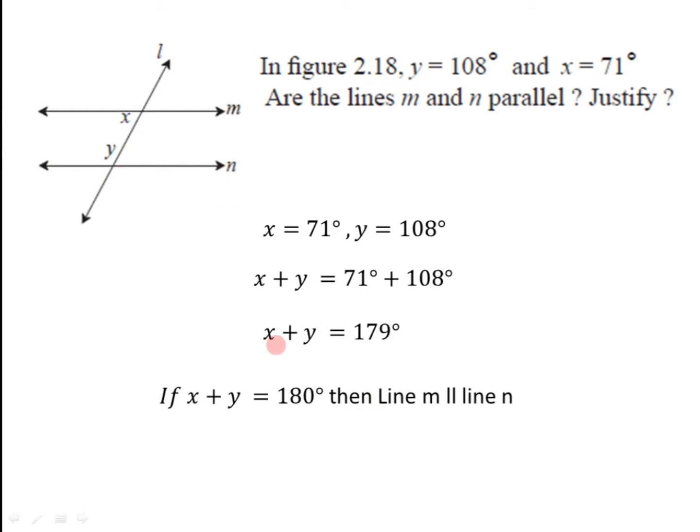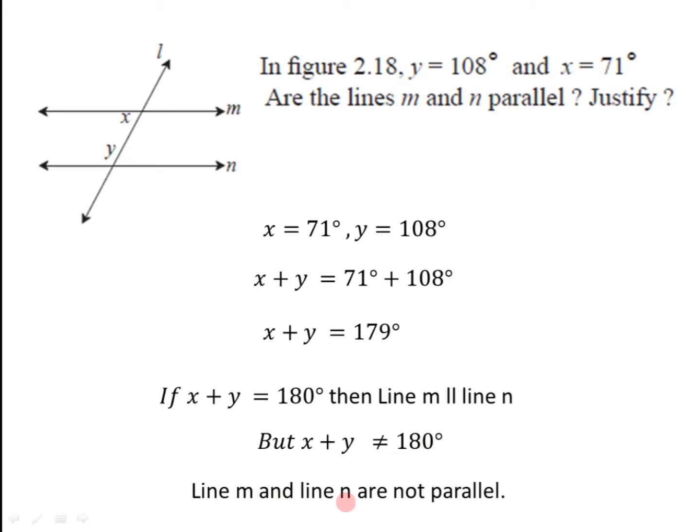But for instance, it's not there, x plus y is equal to 179 degree, that's why these two lines are not parallel. Here x plus y is not equal to 180 degree, that's why line M and line N are not parallel. So this is the justification for the answer. Now let us have the next question.